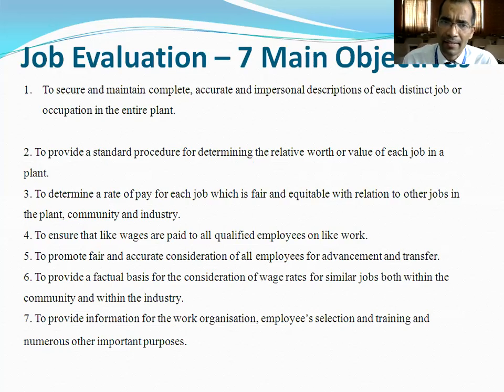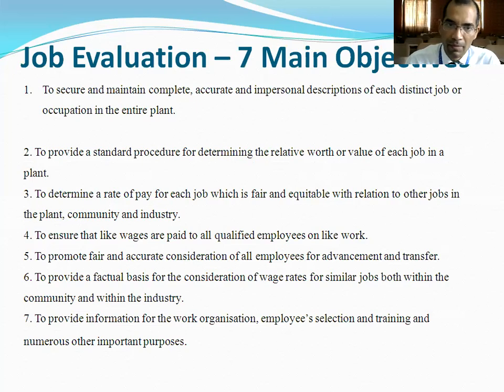To provide a standard procedure for determining the relative worth of the value of each job in a plant. It means that on the basis of scales, on the basis of some standard. So if we have a proper criteria, then how much money should be given will be decided neatly and consistently to determine the rate of pay.